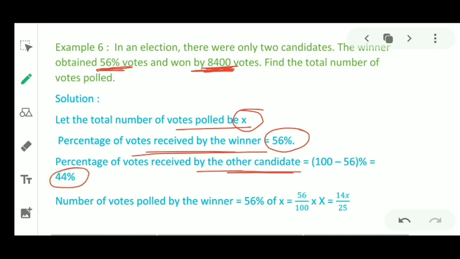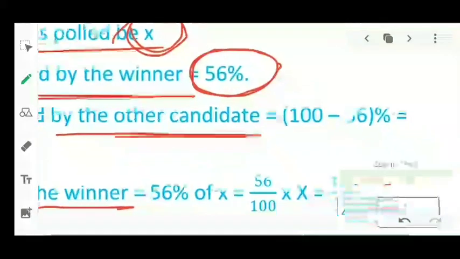Clear? The winner gets 56% of votes, then the loser gets 44% of votes. So the number of votes polled by the winner equals 56% of x, because the total number we have taken is x. Clear? So 56% equals 56 by 100 into x.